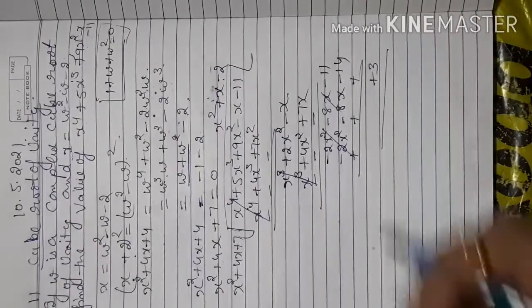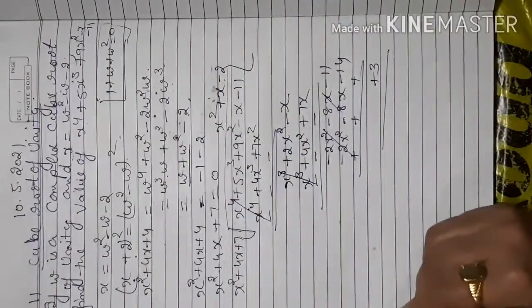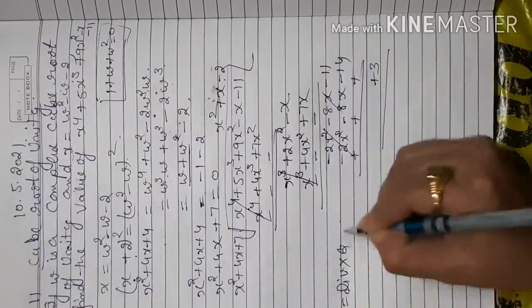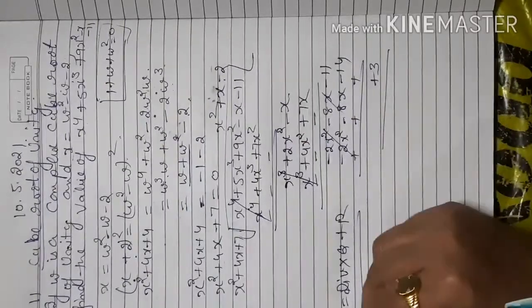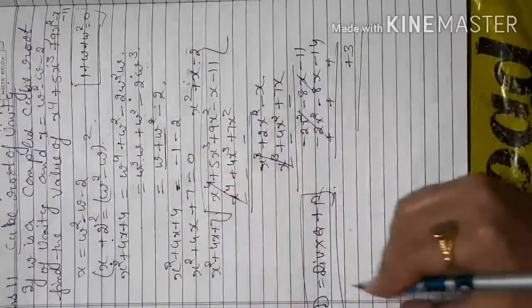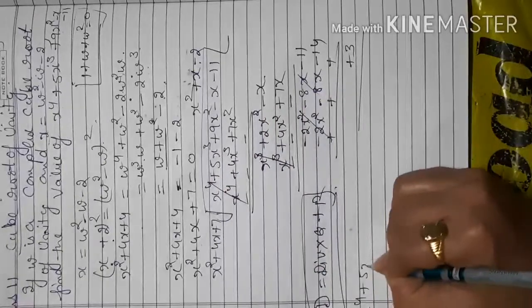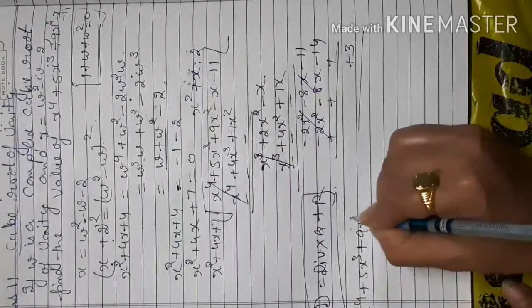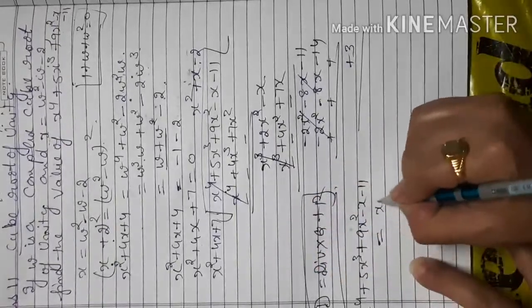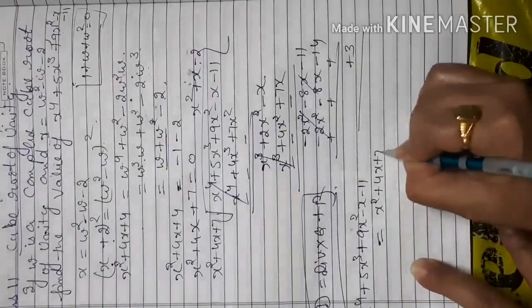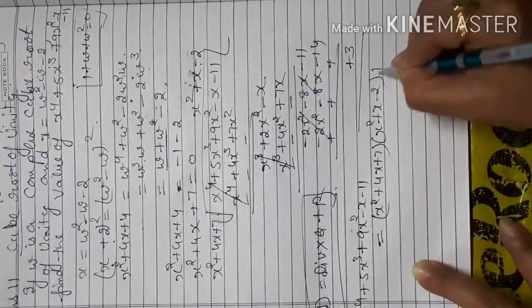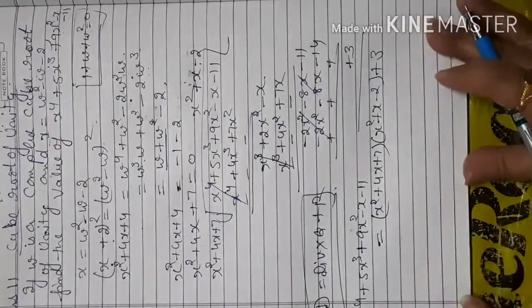So that means when we write this, our rule is that dividend is equal to divisor into quotient plus remainder. We apply the rule here. My dividend is x^4 + 5x^3 + 9x^2 - x - 11, and that is equal to my divisor x^2 + 4x + 7 multiplied by the quotient x^2 + x - 2, plus the remainder, according to my rule.